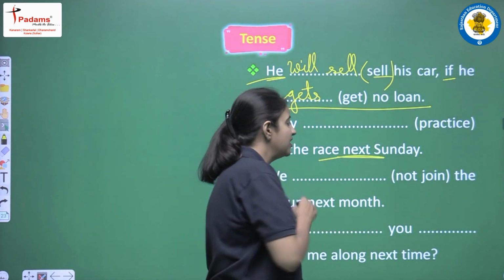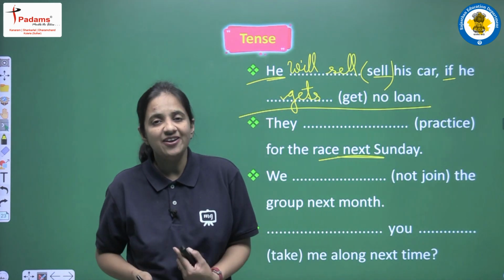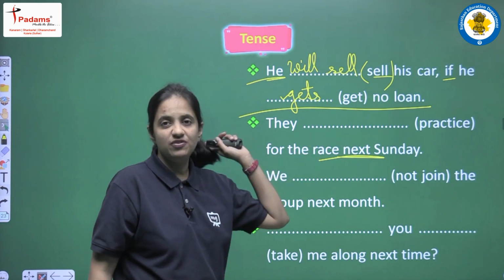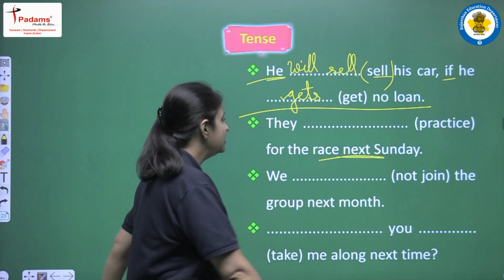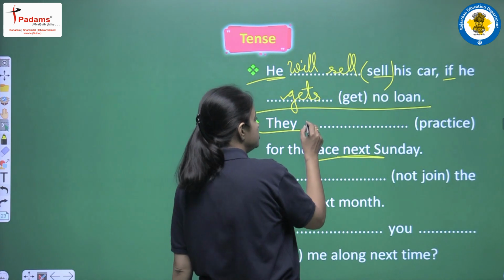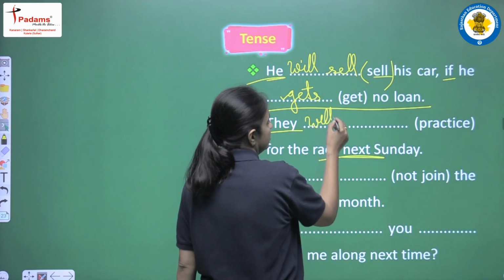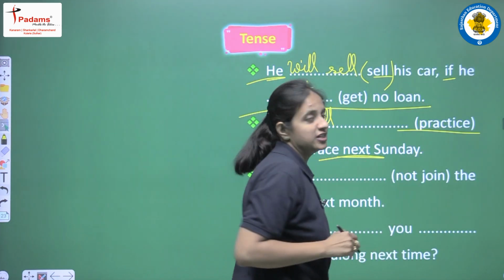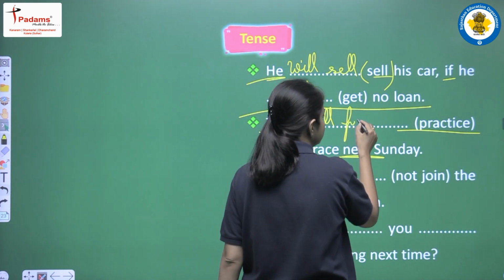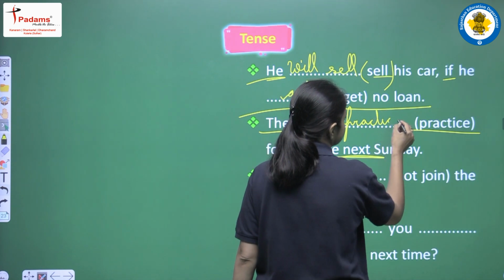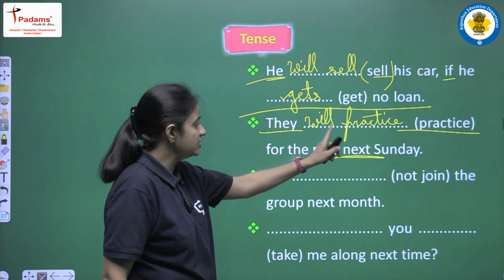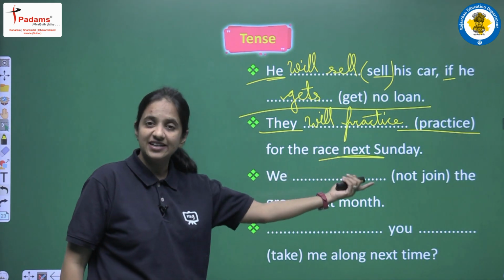Next is: they practice for the race next Sunday. So in this sentence we are again having next, we are having one word that is showing future time. So this is the reason that we will use future simple tense here. As a subject we are having they. This is the reason that we will use will here. They will. We will use the first form of the main verb, that is practice only. So we will write practice here. And the complete sentence will be: they will practice for the race next Sunday.